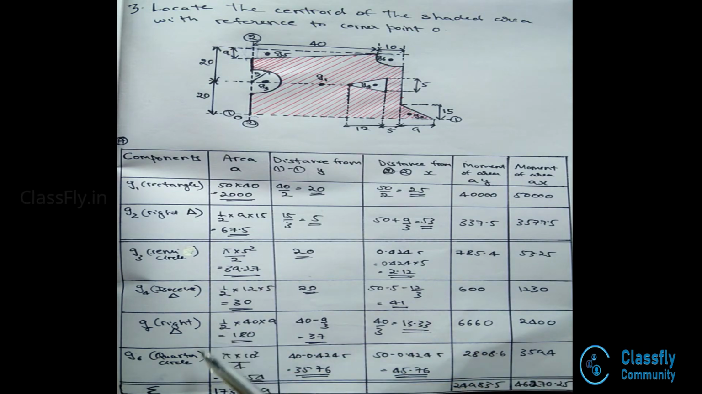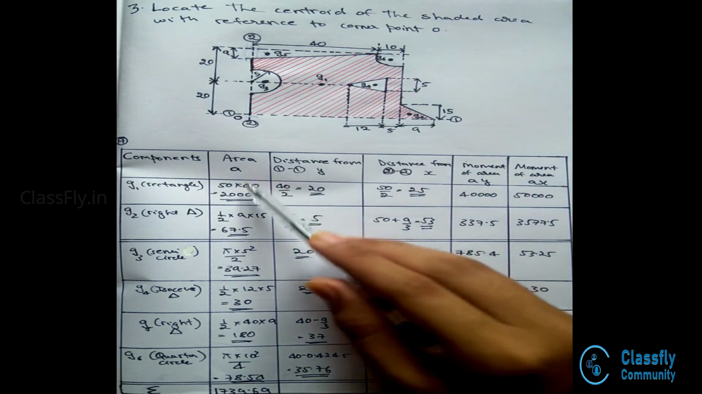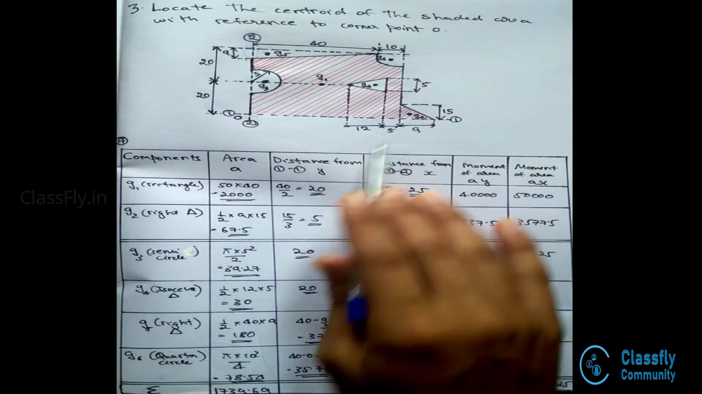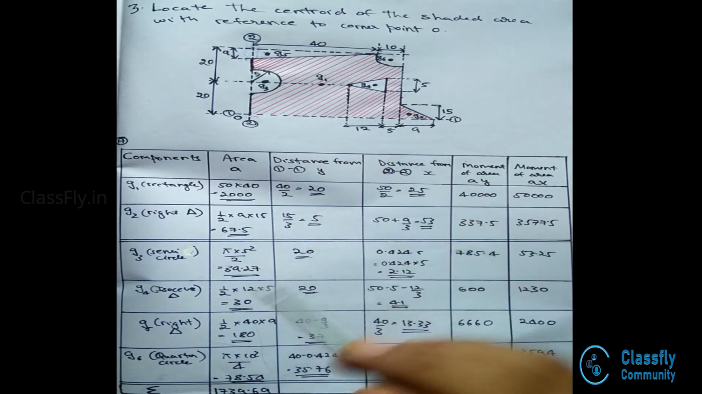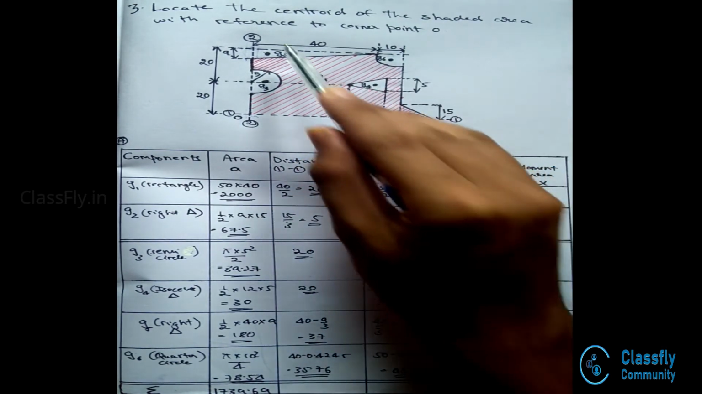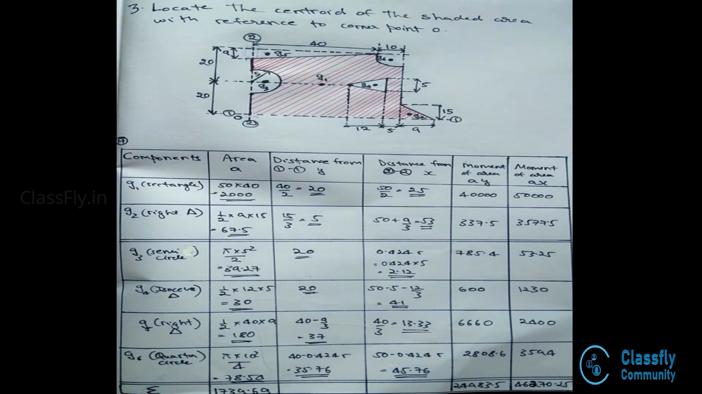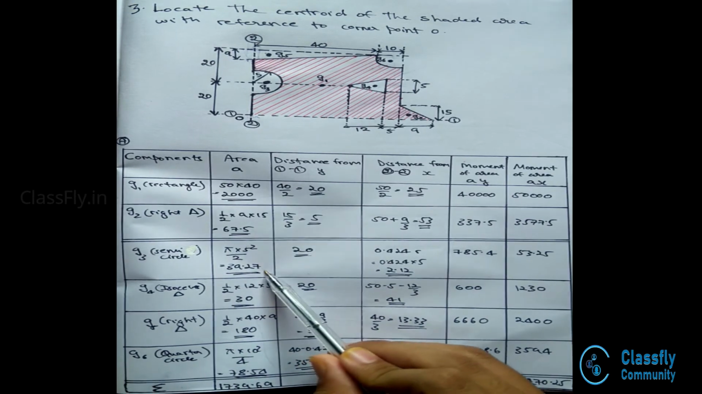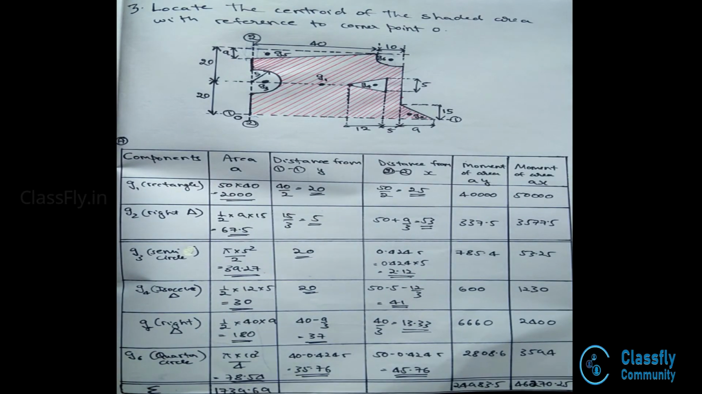Now, the summation is found out by adding these values and then deducting these values. That is, adding the values of the rectangle and the right triangle and then deducting the values of the unshaded portions. Hence, by doing so, we have summation A to be 2000 plus 67.5 minus 39.27 minus 30 minus 180 minus 78.54, which will result in 1739.69. Similarly, we have the value of summation AY to be 24983.5 and summation of AX to be 4627.25.